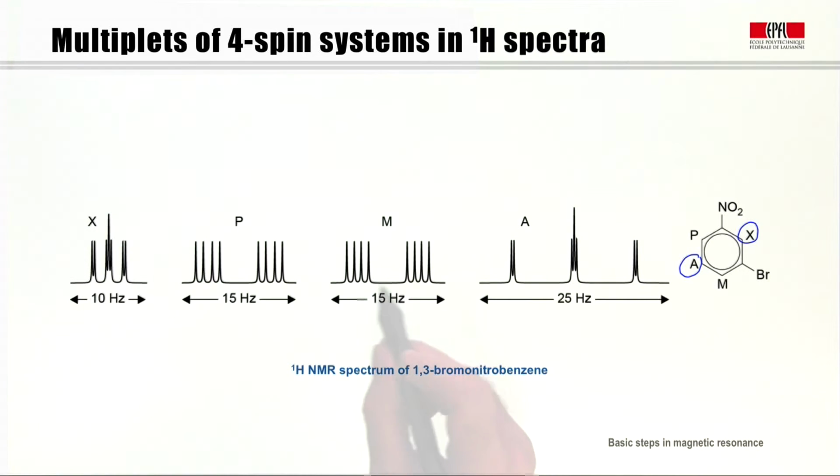The M, on the other hand, is split into a large coupling because of the JAM, and then each line is split into a doublet and again into a doublet, first because of P and then because of X. Likewise, the same logic applies to spin P, which is very similar to spin M as far as the structure of the multiplet is concerned. And finally, spin X is a pseudo-triplet because of almost equivalent couplings to P and to M. And each component is split into a small doublet because of the para coupling between X and M. This kind of spectrum can allow you to determine this molecular structure almost without any other help.